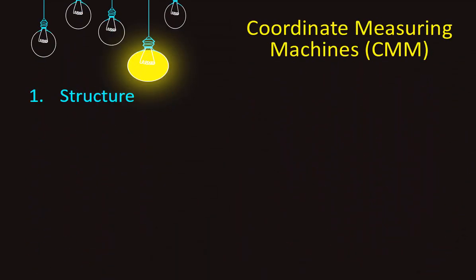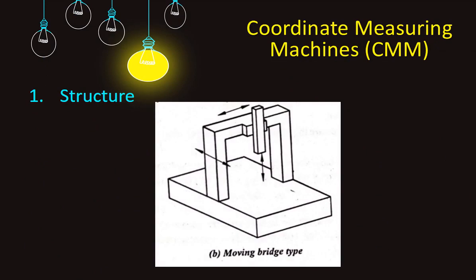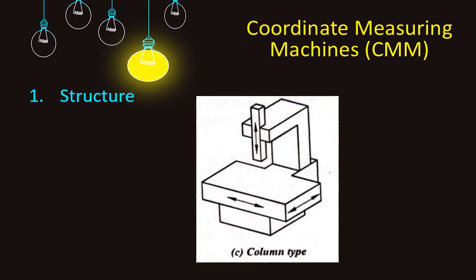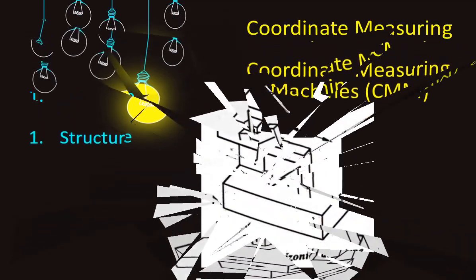The second and important one is the moving bridge type. As the name suggests, the probe unit is mounted on a horizontal moving bridge. It is a good choice if better rigidity in the structure is required. The third one is the column type. This provides very good rigidity and accuracy. This configuration is often referred to as the universal measuring machine.